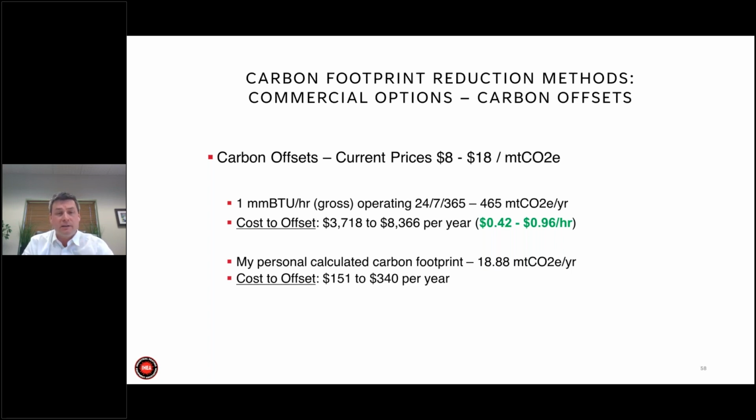Now, if I want to personally become carbon neutral tomorrow, I can go to a place and buy a carbon offset of my 18.88 metric tons of CO2 per year and pay $151 to $340 per year. So if I really want to be popular at cocktail parties, I could do that and say, hey, I'm net zero, good for me. And you can do that too. So that's an easy way to do it. It's not sustainable long-term, but if you want to do something right now and say you're net neutral, which is honestly what a lot of people are doing, this is how you become net zero tomorrow.